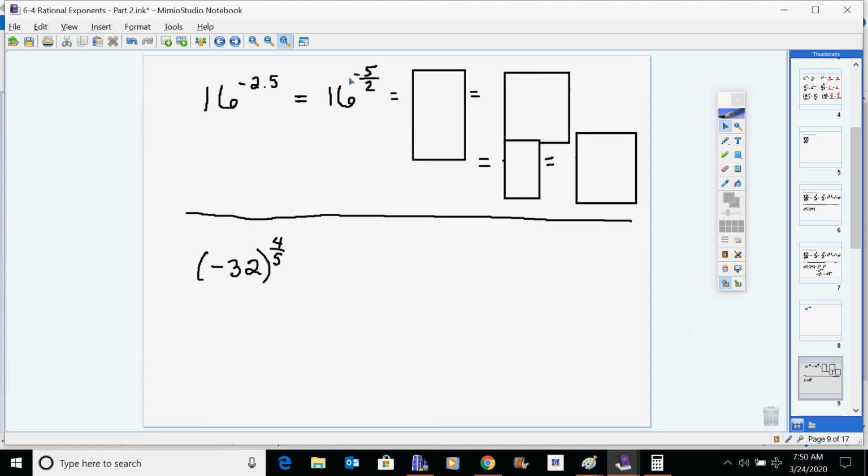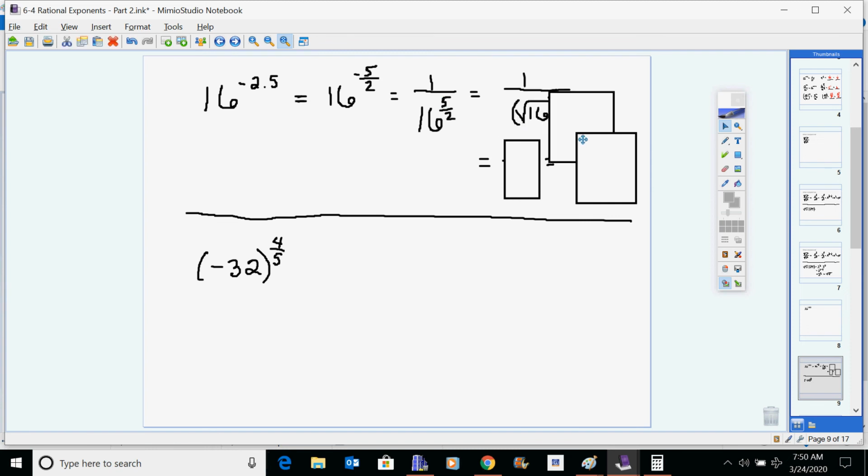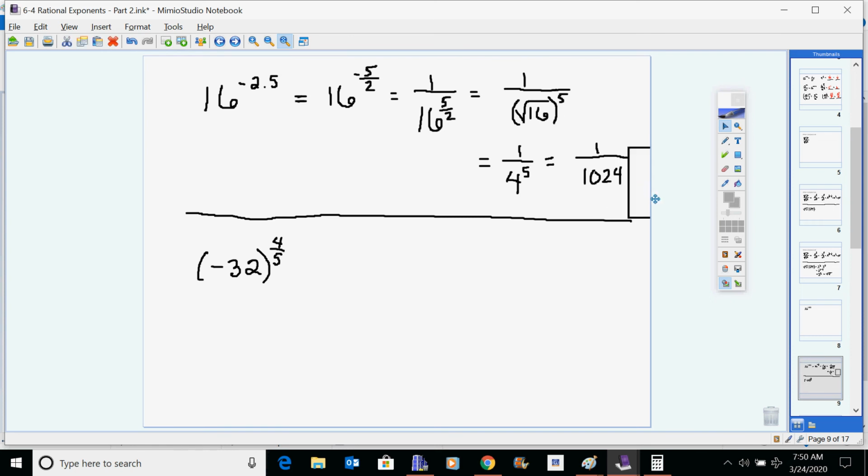And then remember that it's a negative exponent, so that throws the whole thing into the denominator. And then realize that we have a square root to the 5th power. Most of these, it's more convenient to take the root first and then the power. So the square root of 16 is 4, 4 to the 5th power. And 4 to the 5th power turns out to be 1024.